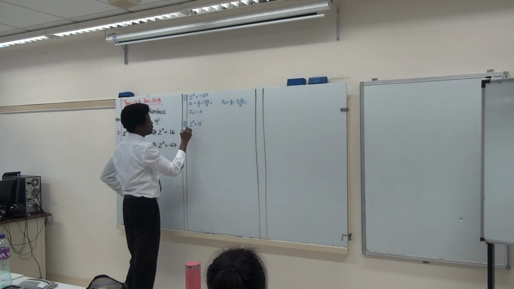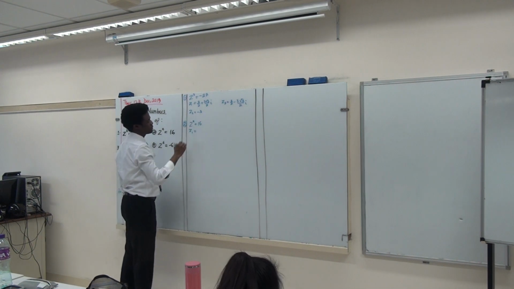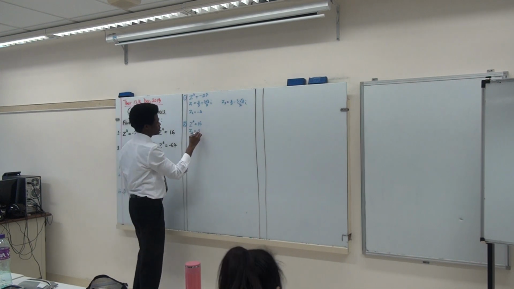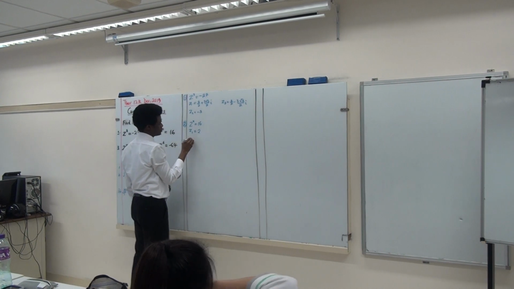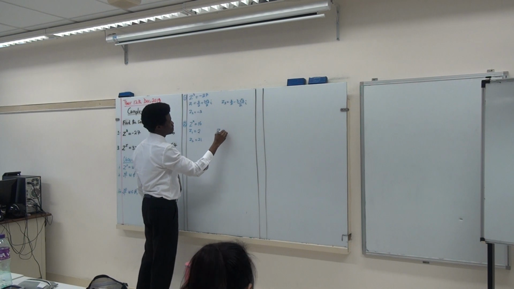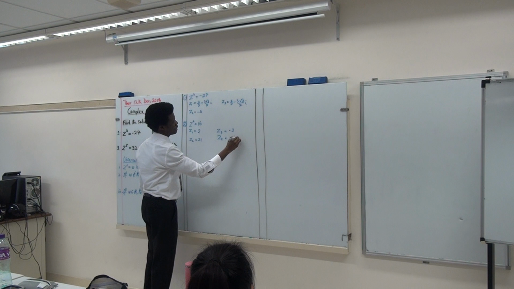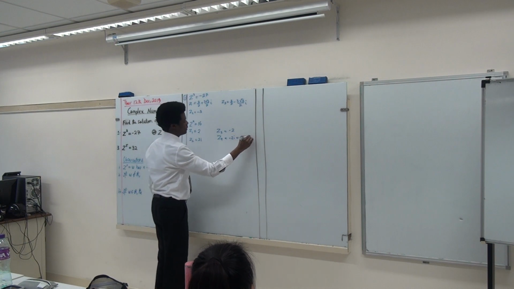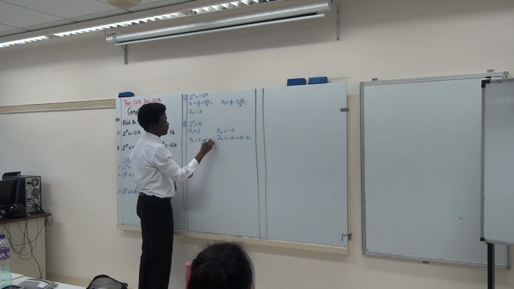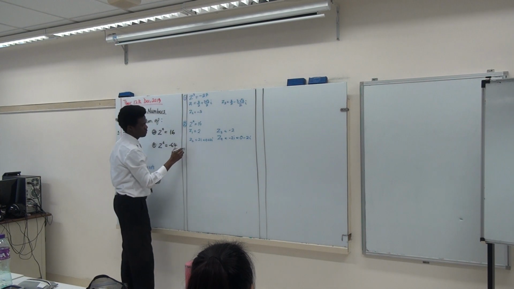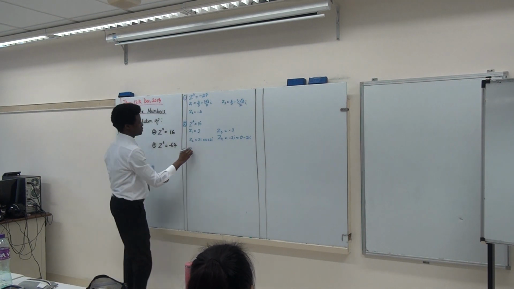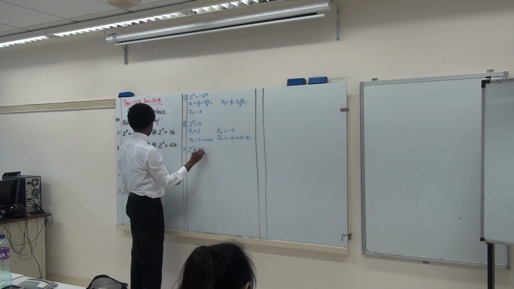For this, there are 4 results. Z1, what do you get? 2. Z2? 2i. Z3? Negative 2. And Z4? Negative 2i. And you agree this is 0 minus 2i? Yes. Why is this 0 plus 2i? Okay. Z to the power 5 equals 32.